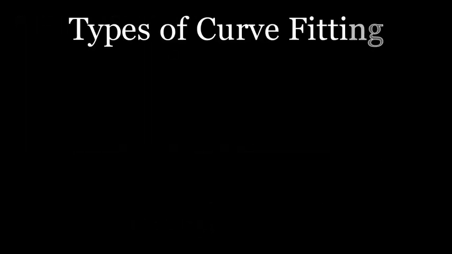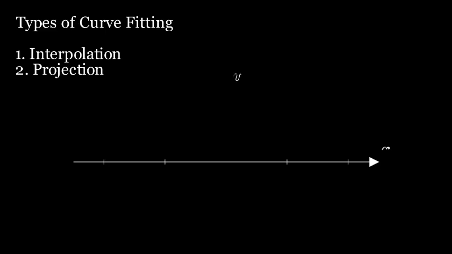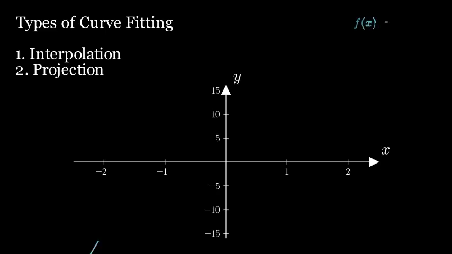Now let's quickly see by an example the two types of curve fitting. First one is interpolation and second one is projection. In interpolation, the fitting function satisfies the exact function values at a certain number of points, while in projection, we want to minimize the global Euclidean norm.